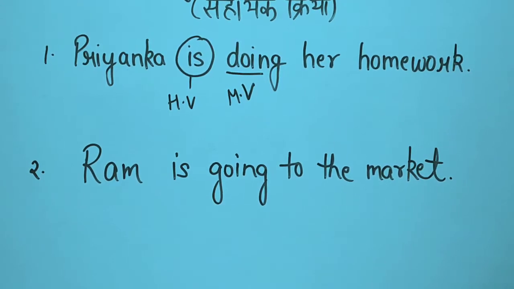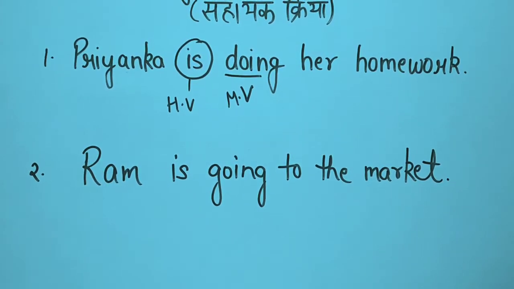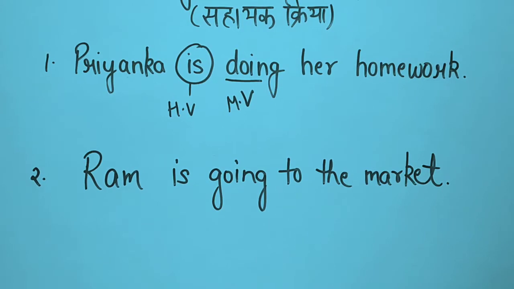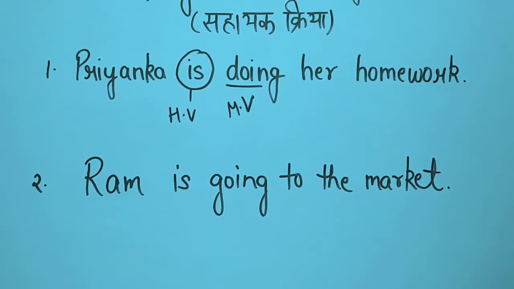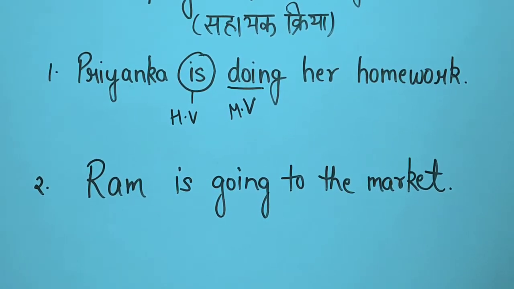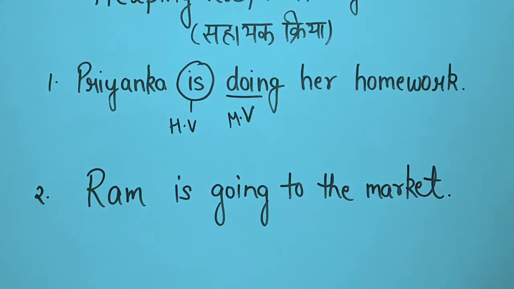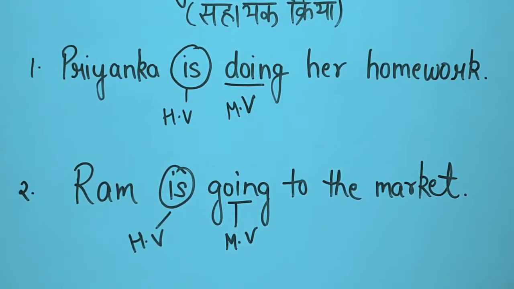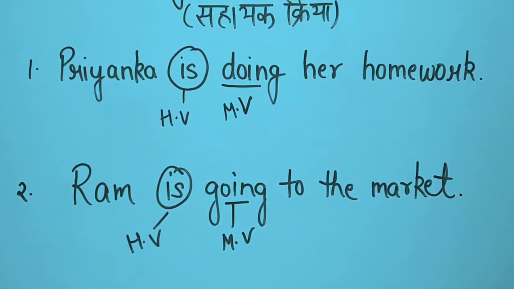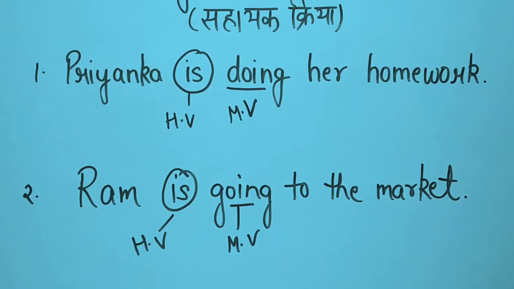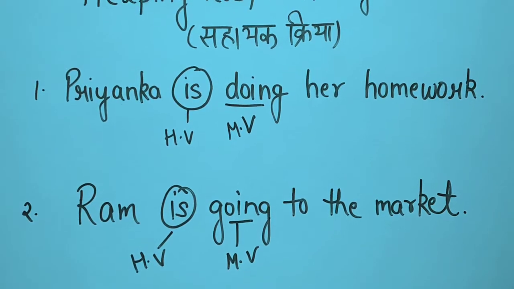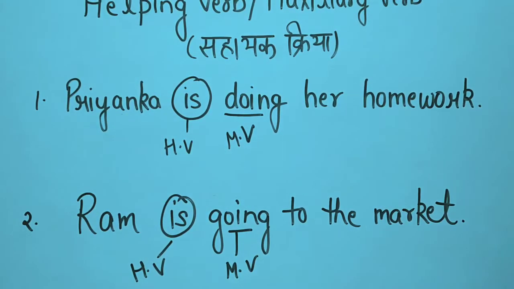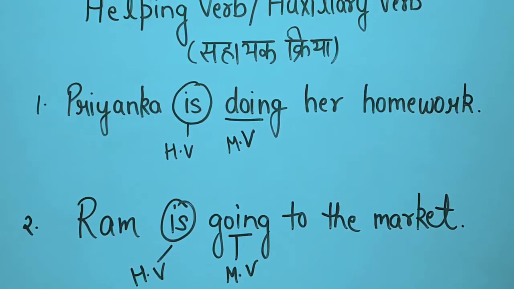Now let's see the second example. Ram is going to the market. What is the action word here? Go means जाना. So going will be your main verb. Then what will be is? Is is your helping verb, because it is helping the main verb to frame the sentence and telling the action which is done in present, past or future.